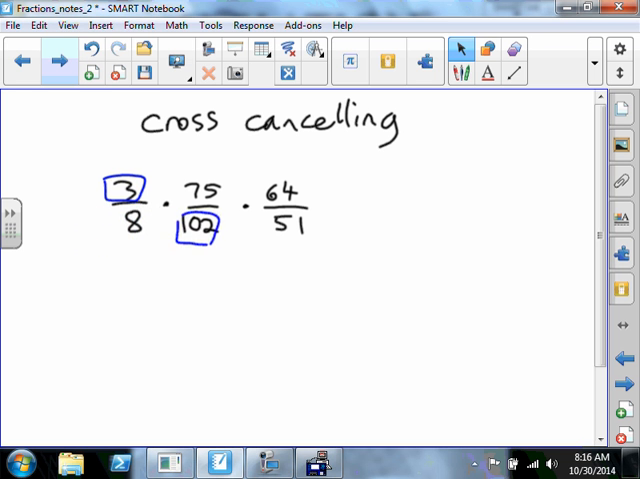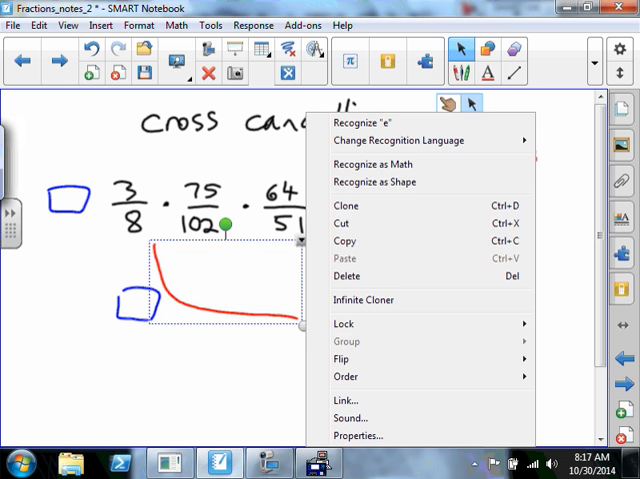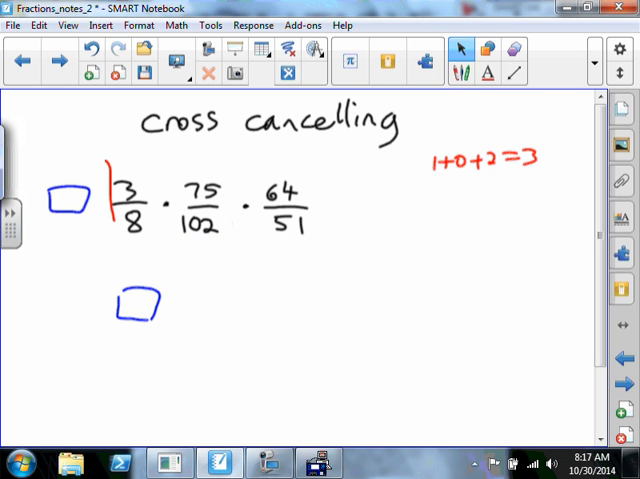Let's move on to the 102. Can we cross-cancel that 3 with the 102? We're thinking not, but let's think again. 102, 1 plus 0 plus 2 is 3, and 3 is divisible by 3, so 102 is divisible by 3. If you remember from yesterday's assignment, it was 34 times 3, wasn't it? So what I'm saying here is we can cross-cancel this 3 with this 102. And I'm going to try to clone this, and we're going to cross-cancel a couple different times.